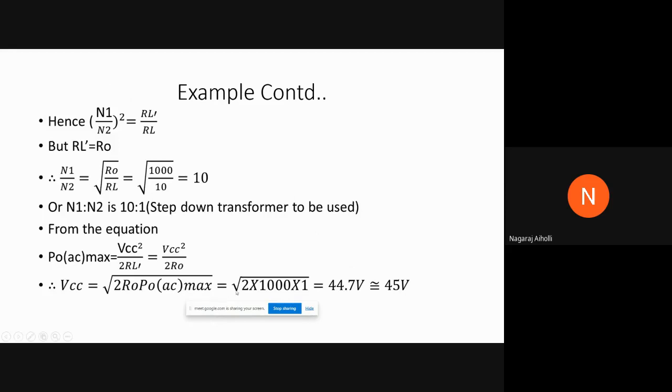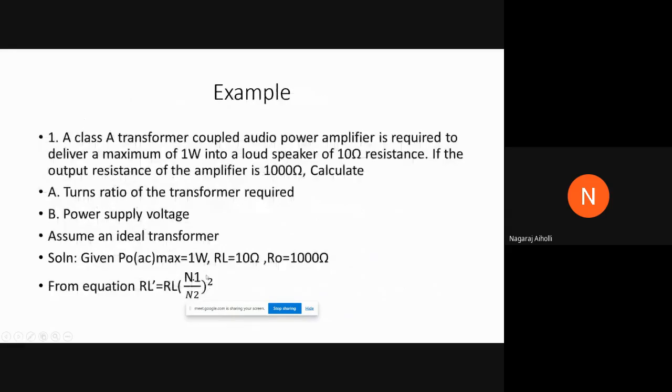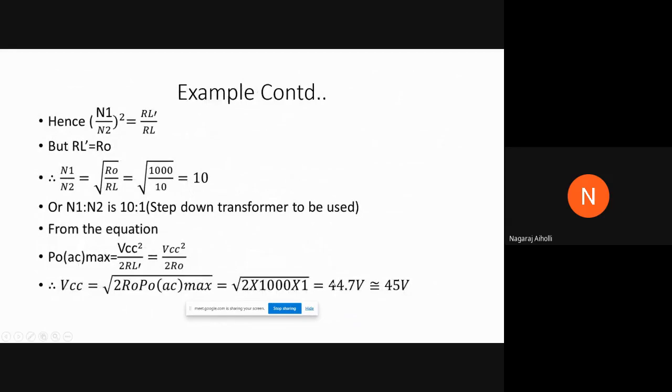Substitute all the values. Square root of 2 into R naught, 1000, into P naught AC max, the maximum AC output power, which is 1 watt. This will be equal to 44.7, or approximately 45 volts. So the supply voltage value for these conditions given in the problem is 45 volts. Fine, students.